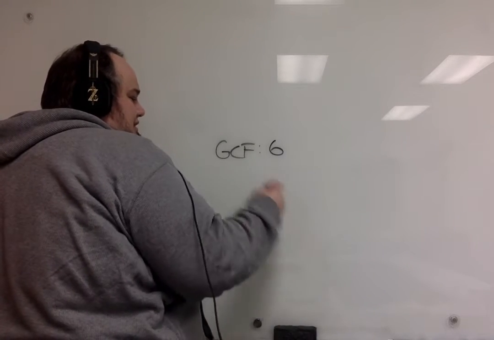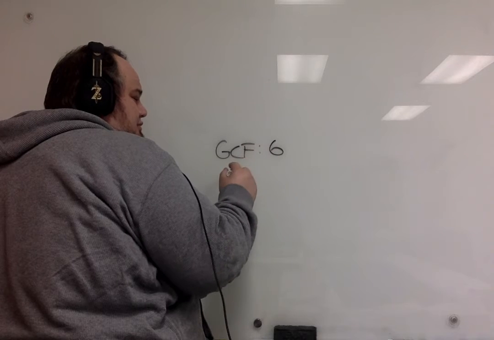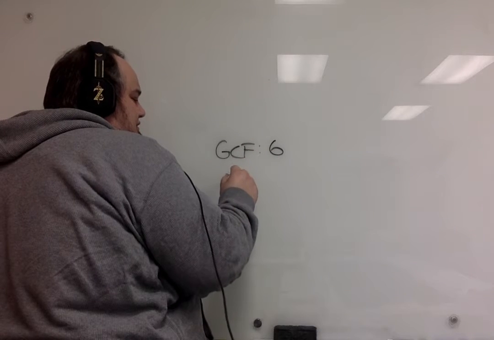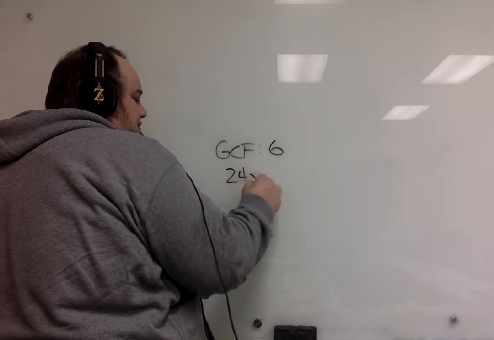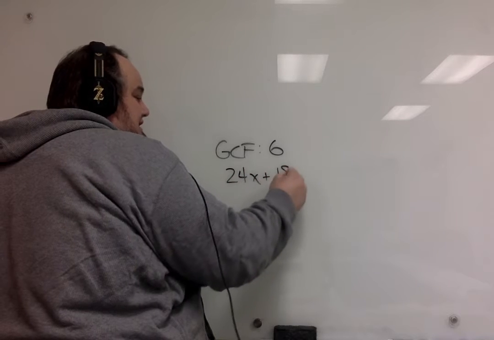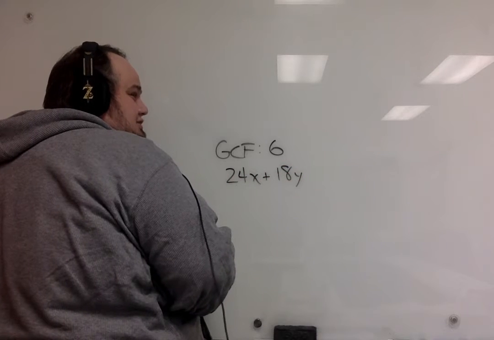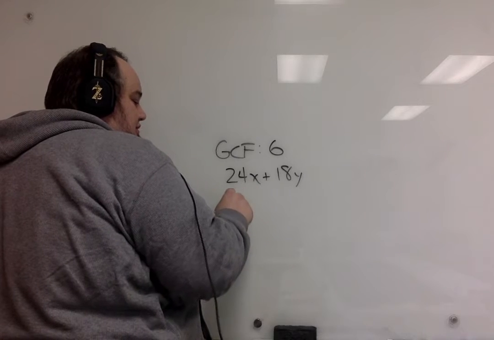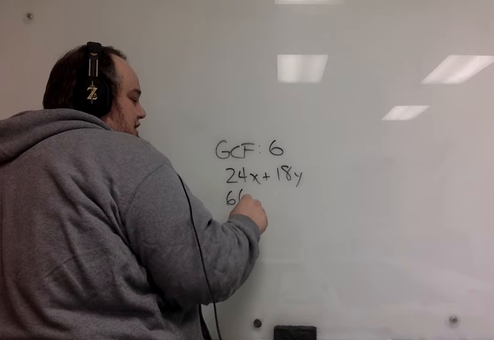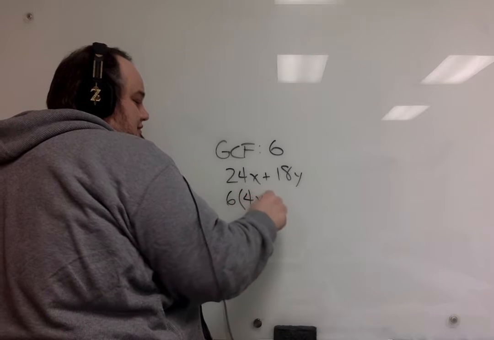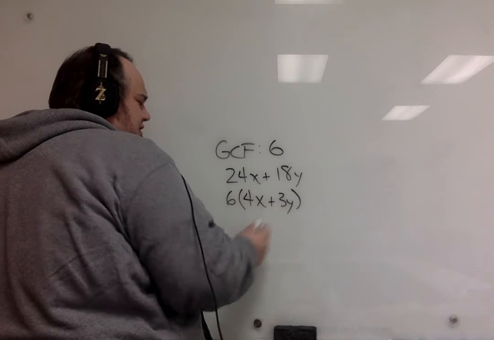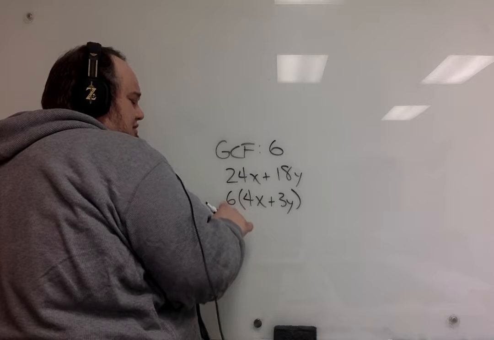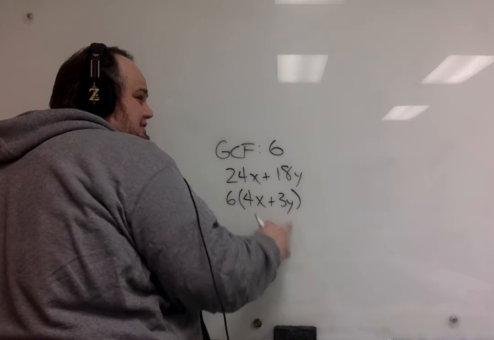We could say something like this. So here's an example of a problem that we might see later. 24x plus 18y. And we want to factor out the greatest common factor between these two. Well, that would be 6. And we'd be left with 4x plus 3y. So you can see we get this thing that's multiplied. We have 6 times this group.